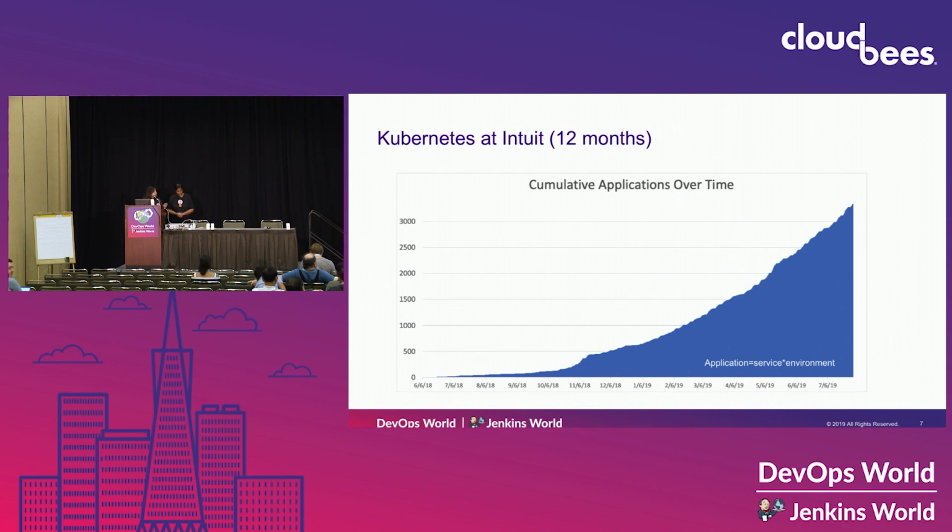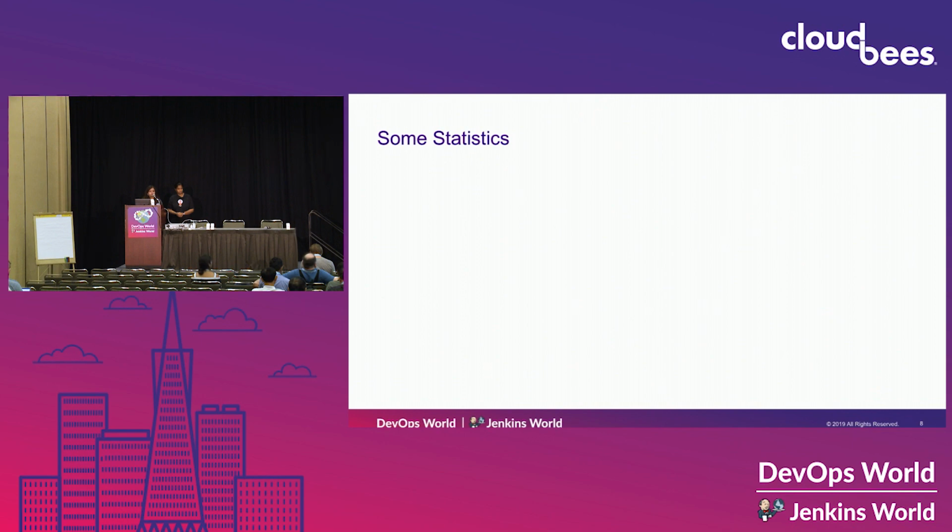Today, we are running 3,000 applications on Kubernetes, some in pre-prod, some in prod. An application is a service in a unique environment. So if it is 3,000 applications and each service has 4 to 5 environments, it's basically around 700 to 800 unique services running on this platform.